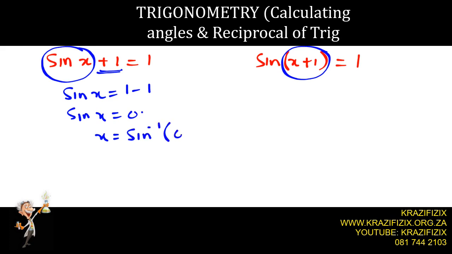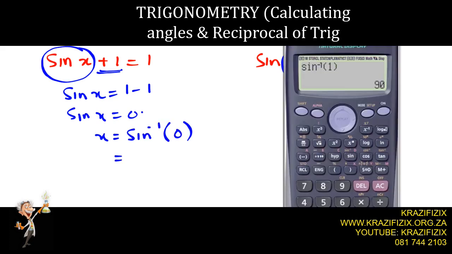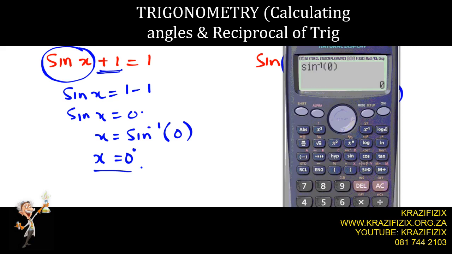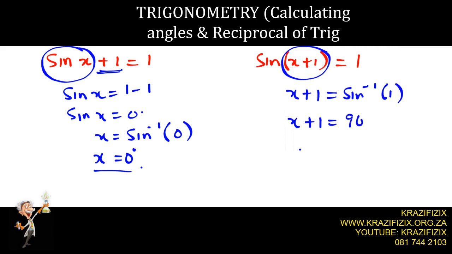And we're going to check our answer again. We need to get used to our special angles. x equals 0 degrees. Let's see what we're going to have here. x plus 1, that's the angle, will be equal to shift sine of 1. And by my special angle, I know that that is equal to 90 degrees. But because we're just getting used to all of that, let's go check. 90 degrees. Now what is x? x equals 90 minus 1, which is 89 degrees.